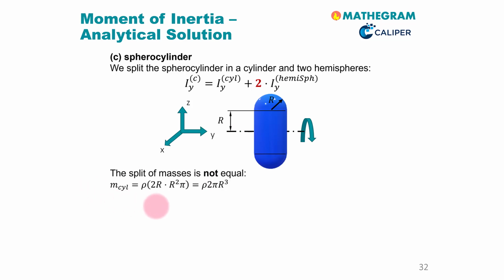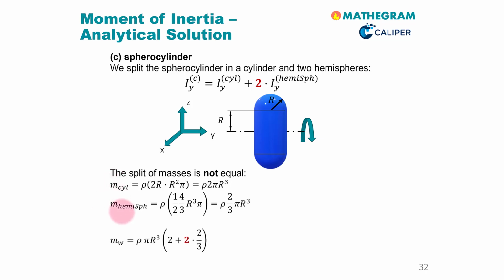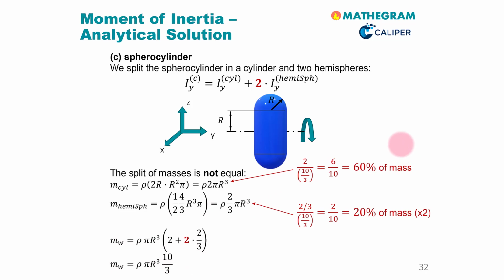If you go through the definition of the volume of a cylinder and the volume of a hemisphere, you will find these expressions here for the mass of cylinder and hemisphere. The total mass of the particle is then calculated via this expression, and we arrive at this important result. If you do the math, you will see that 60% of the mass goes into the cylinder for our situation and 20% into one of the hemispheres.